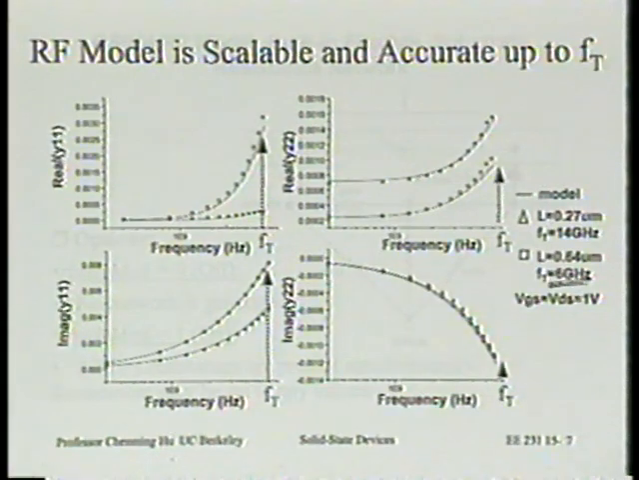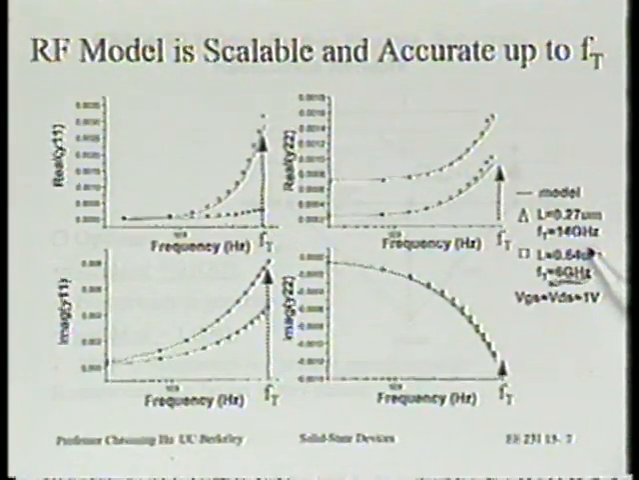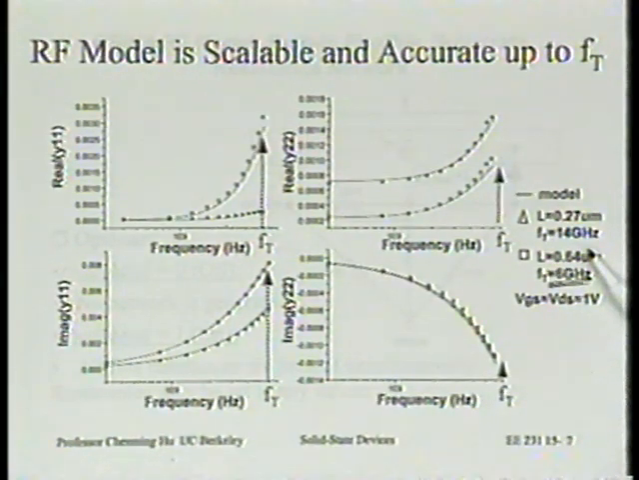What's FT? FT is called the cutoff frequency. That's the frequency at which the gain falls to 1. And so it's a measure of the speed performance of a transistor. Typically, for a quarter micron transistor, FT is perhaps 15 gigahertz, and FT increases roughly linearly, or inversely scales, with the gate length.